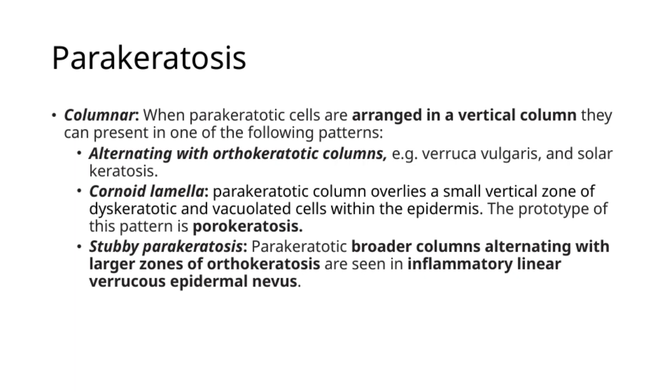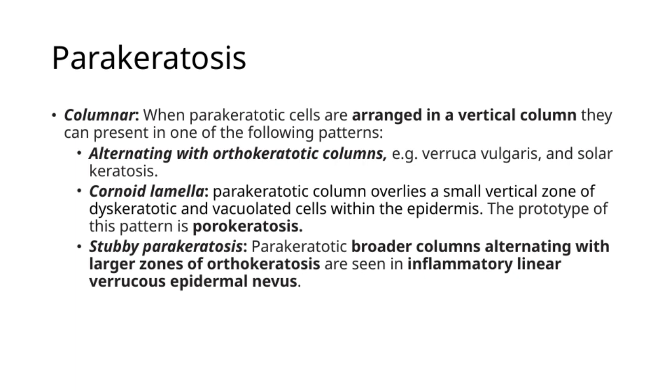Another interesting pattern is called the cornoid lamella. Here, a perikeratotic column overlays a small vertical zone of diskeratotic and vacuolated cells within the epidermis. This pattern is a hallmark of porokeratosis and is important to recognize.